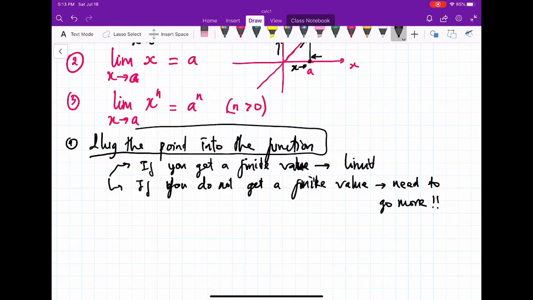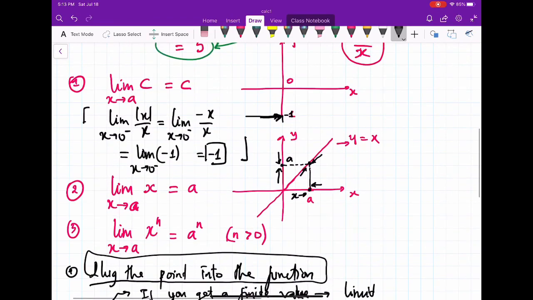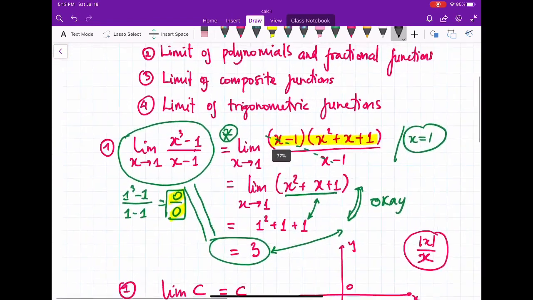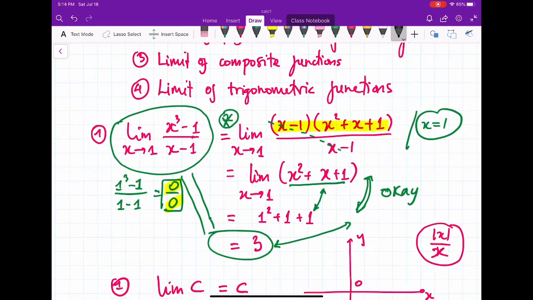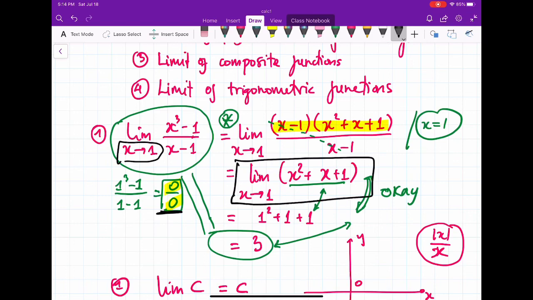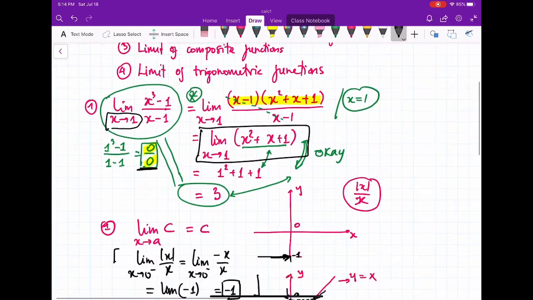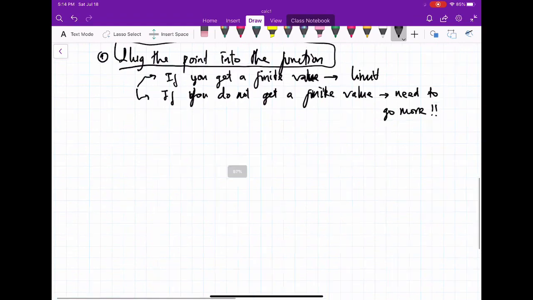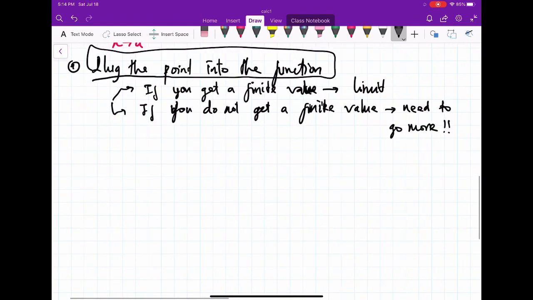Don't forget that. Let's go back to the previous example right here. I need to consider a limit at 1. I plug 1 into the function, I got 0 over 0. It looks strange to me, so I need to do more, right? But when I consider this limit, I plug 1 into the function, I got 3. I'm done. 3 is the limit. Make sense? All right, let's consider more properties of limits before we go to examples.